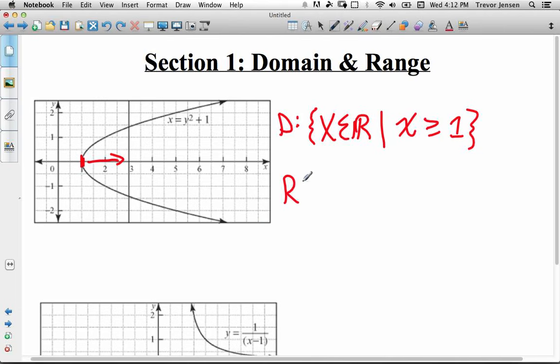The range, there are no restrictions on the range for this relation. So I don't need to write any restrictions. Y can be any real number because this relation continues forever this way and this way, so it goes off towards positive infinity and negative infinity along the y-axis. There are no restrictions on the y values for this relation.